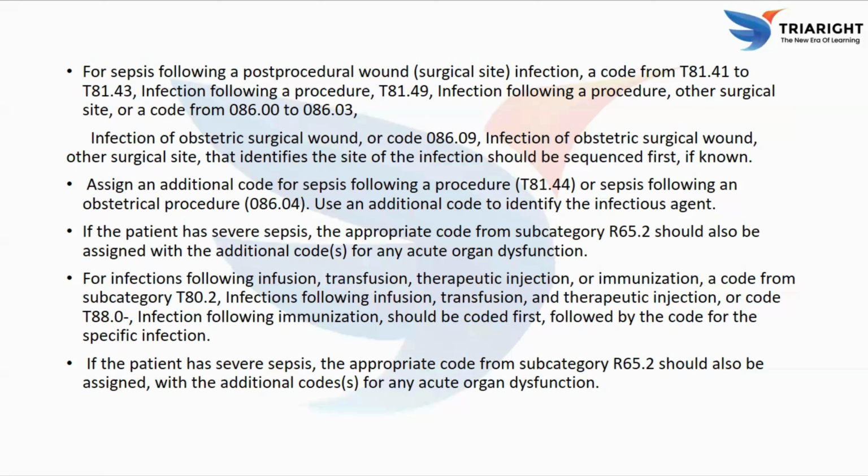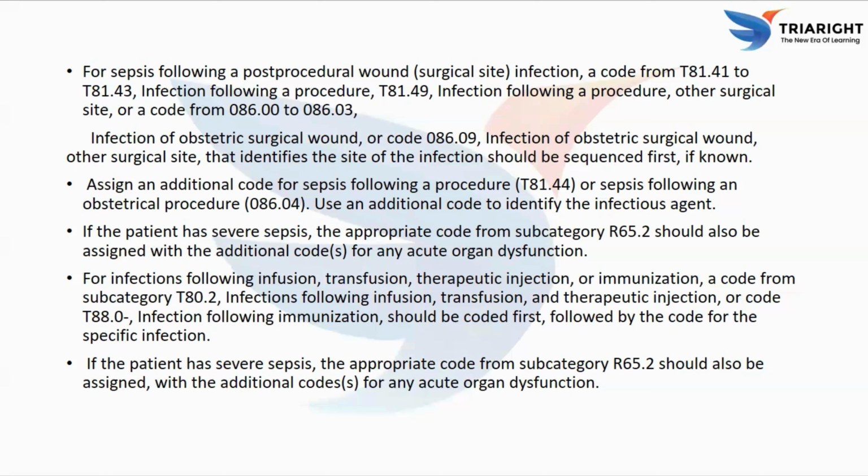Then you have to code a specific infection, for example, A41.9, and you have to add the organism codes B95 to B97. Then you have to add R65.2 if severe sepsis is present. So, severe sepsis with infections following infusion, injection or immunization: if severe sepsis occurs, you must assign R65.2 severe sepsis and codes for organ dysfunction.